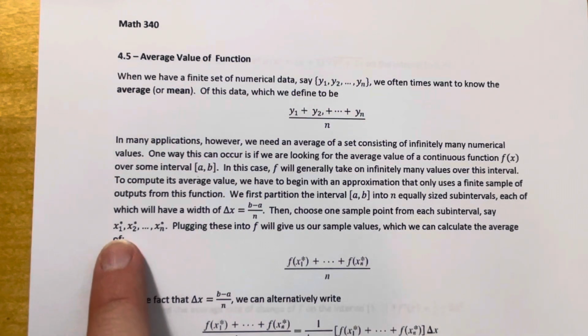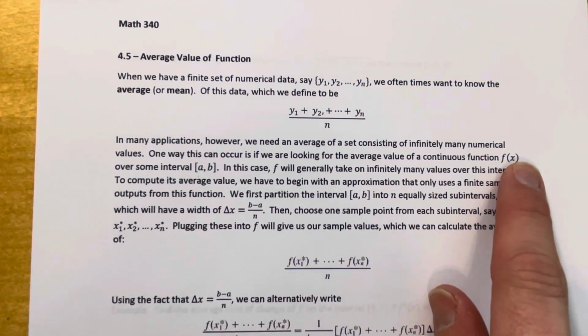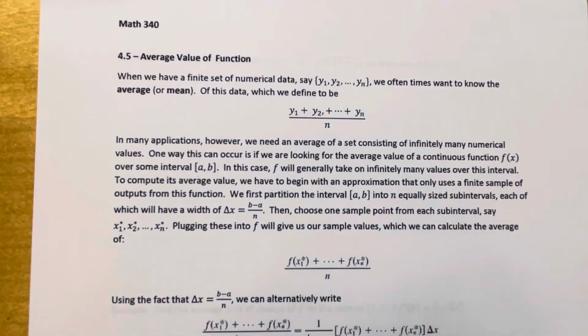Now, how do you find the average of this sample of n numbers? Well, remember, it's not the x's that we're taking the average of. It's the outputs of our function when we plug these numbers into our function. We're only interested in the outputs. So I would find f of x1 star and f of x2 star and so on and so forth. That would give me a total of n different numbers as outputs. Then I would add them up and divide by n.